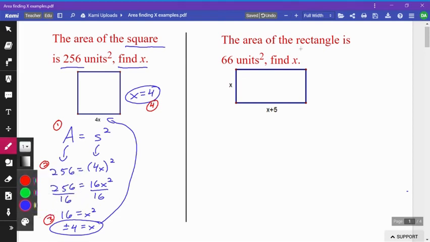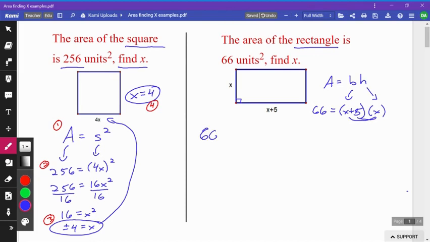In this example, we have a rectangle. The area equation for a rectangle is base times height. So base times height in this case is going to be an x plus 5 and then times an x, and that's going to equal the area of 66. So remember, go through and distribute this x in. I'm going to get this equation. 66 is going to equal x squared plus 5x.